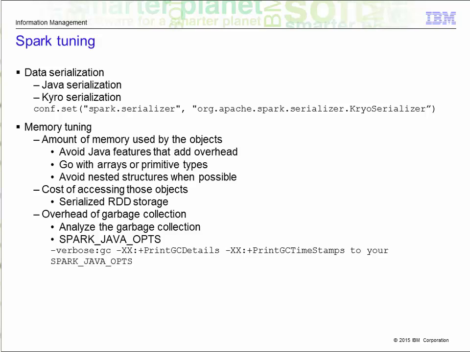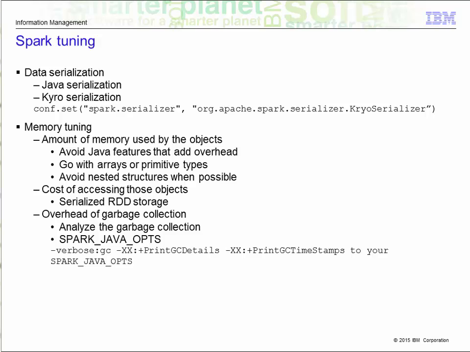With memory tuning, you have to consider three things: the amount of memory used by the object, whether or not you want the entire object to fit in memory, the cost of accessing those objects, and the overhead of garbage collection. You can determine how much memory your dataset requires by creating an RDD, putting it into cache, and looking at the SparkContext log on your driver program. Examining that log will show you how much memory your dataset uses.